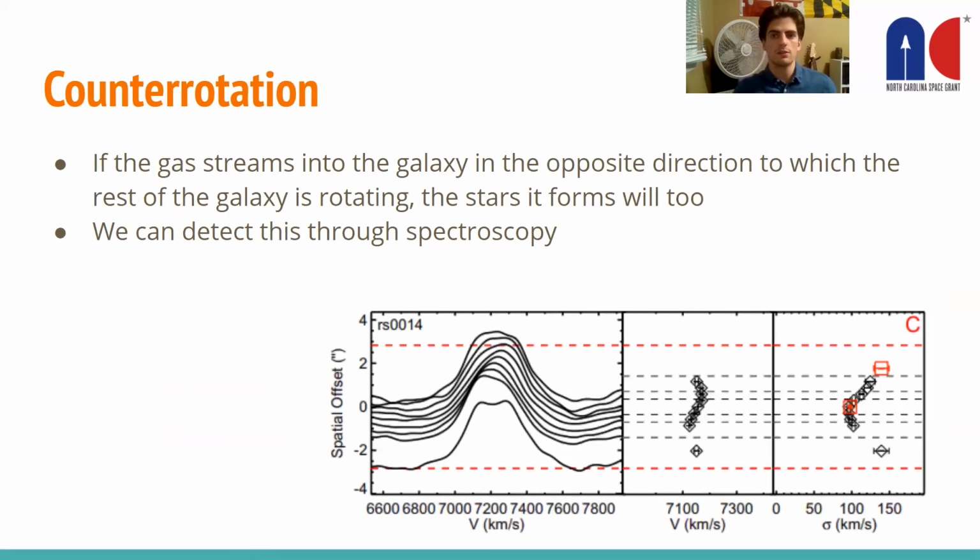The physical process associated with this regrowth that we could actually observe would be counter-rotation. If this gas happens to stream in such a way that the rotating disk it creates rotates opposite to the normal rotation plane of the galaxy, then the stars it forms would do the exact same thing. And then using spectroscopy, we could actually detect this.